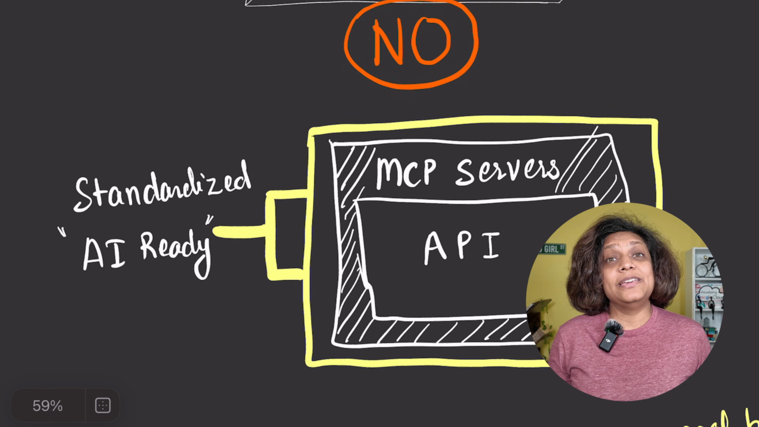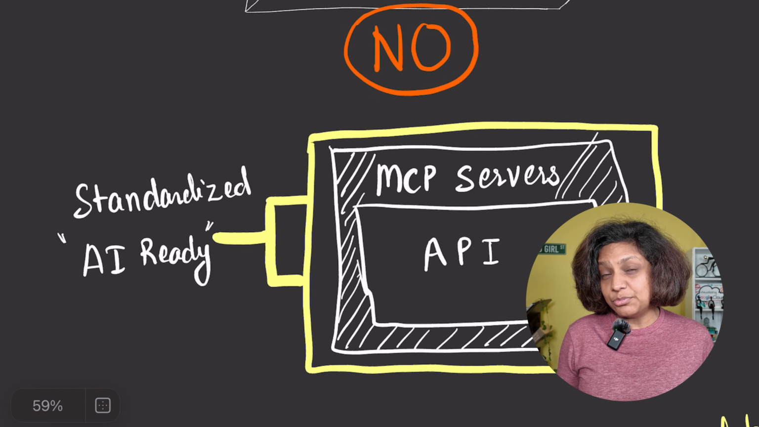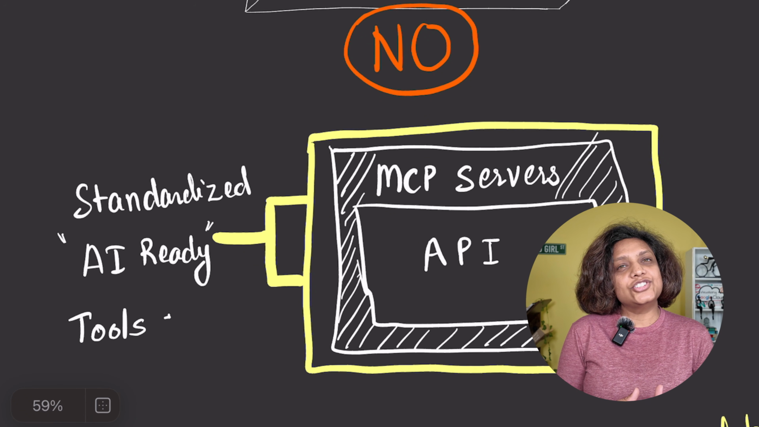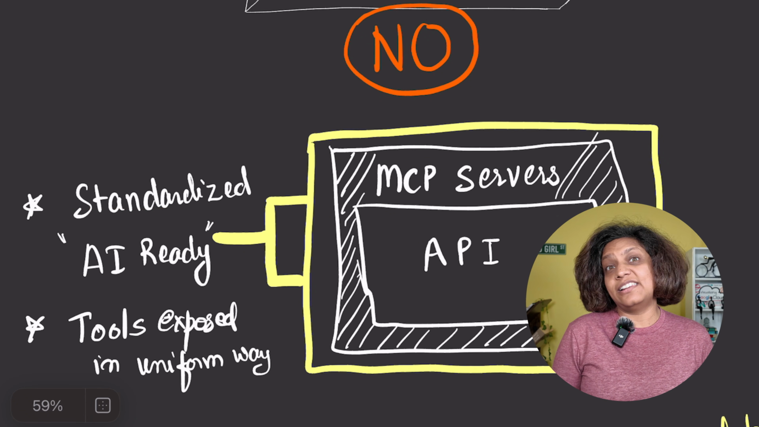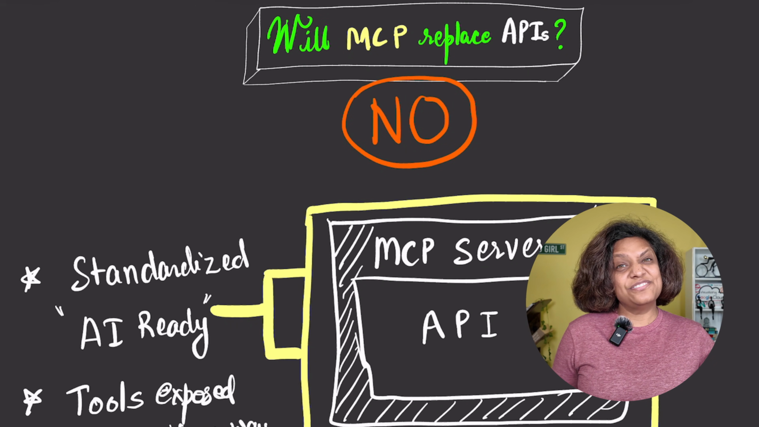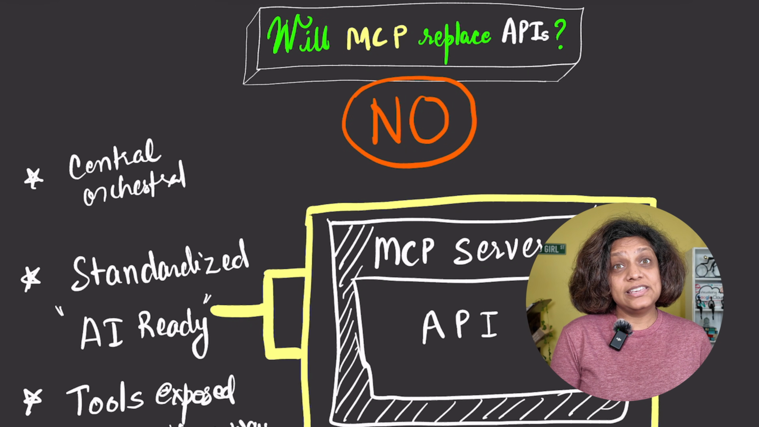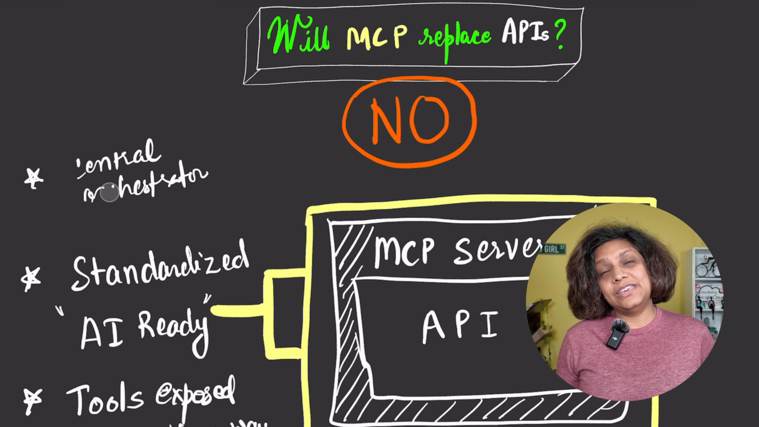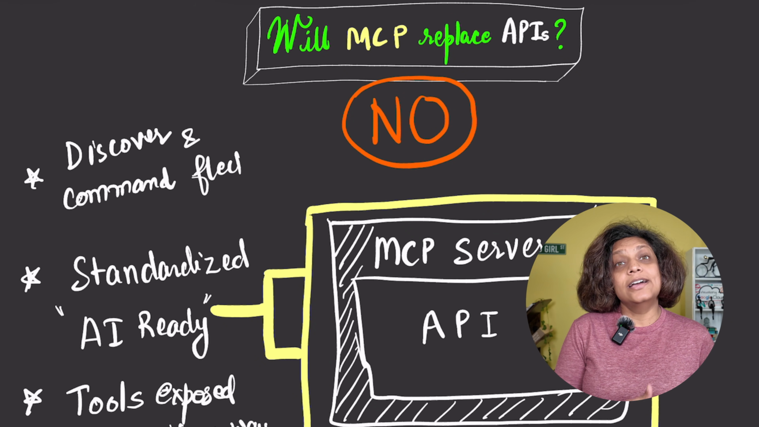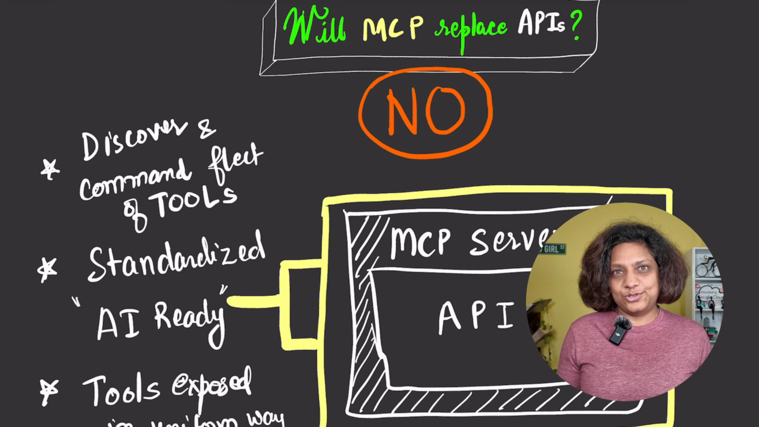Now, second is MCP makes it easy to expose a vast number of diverse tools to an AI agent in a uniform way. Trying to get an LLM to reliably parse thousands of different OpenAPI specs would be far less efficient. And third, in AI-driven systems, the AI agent becomes the central orchestrator. MCP is the protocol that allows this agent to discover and command a fleet of tools. While human-driven applications will continue to rely on traditional APIs, agent-driven workflows will increasingly depend on MCP.